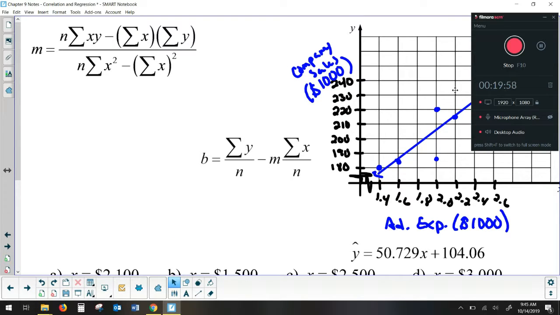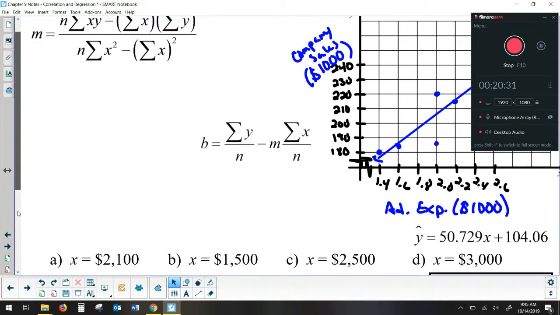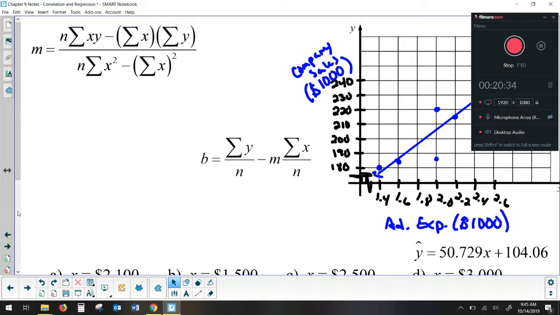Okay, now we're using our equation again. M equals n times the sum of x times y minus the sum of x times the sum of y, all over n times the sum of x squared minus the sum of x to the power of 2. You need to calculate your b. I will give you a moment to do all of this. You need to calculate m, you need to calculate b.